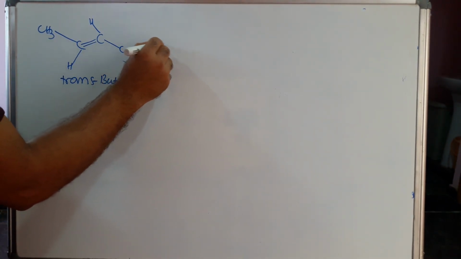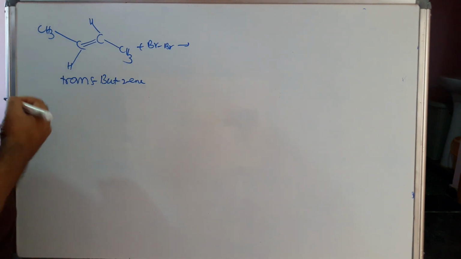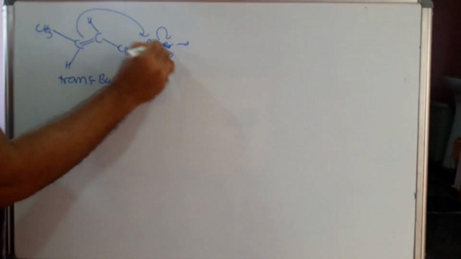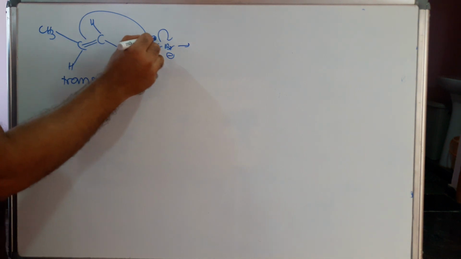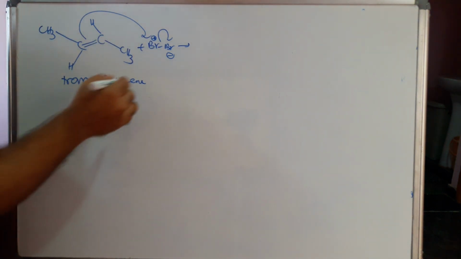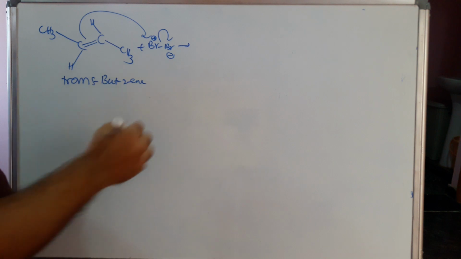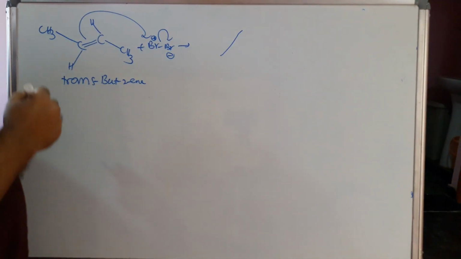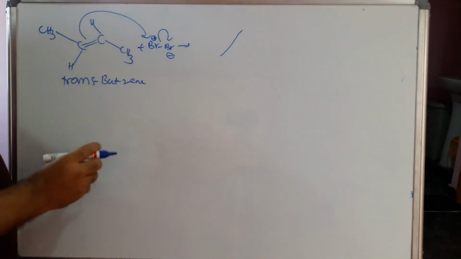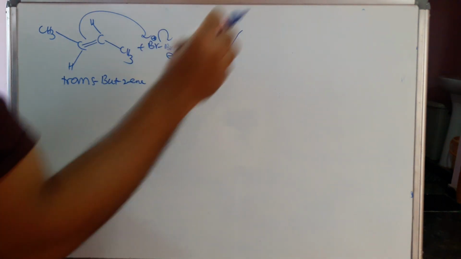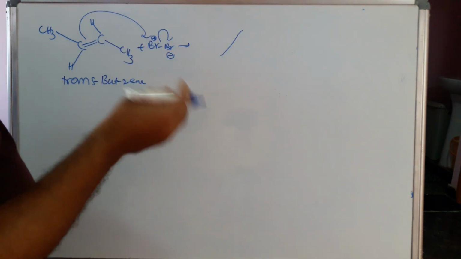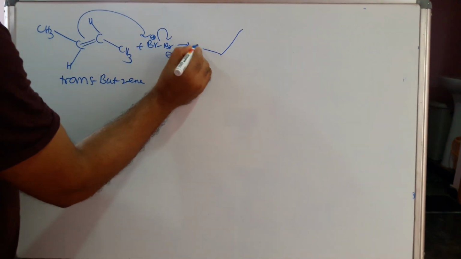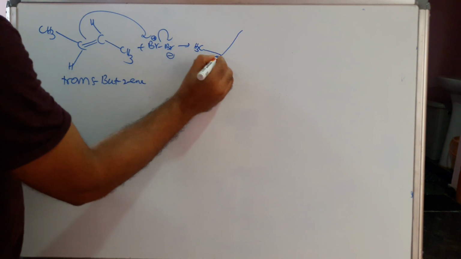React with the bromine. Then it forms a cyclic bromonium ion. This is negative charge, this is positive charge. This positive charge attacks this double bond; it is also an electrophilic addition reaction. So when we are writing this cyclic bromonium ion, you have to write it carefully, otherwise the erythro form will get the threo form, and the threo form will get the erythro form. That's why we have to write very carefully on this plane.